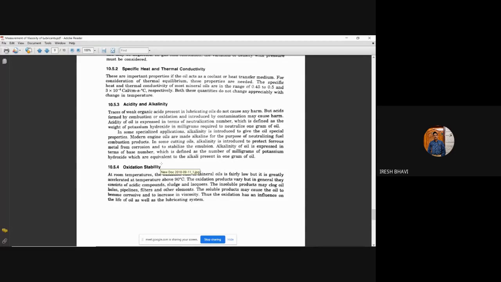function. So there is a possibility of more oxidation at higher temperatures. At room temperature, no problem. At room temperature, lubricating oil will not combine with the oxygen present in the atmosphere. But at higher temperature, there is every possibility that the lubricating oil may combine with the oxygen present in the atmospheric air and it may get oxidized. So oxidation stability means what? It will not oxidize at higher temperatures. So lubricating oil should have better oxidation stability.